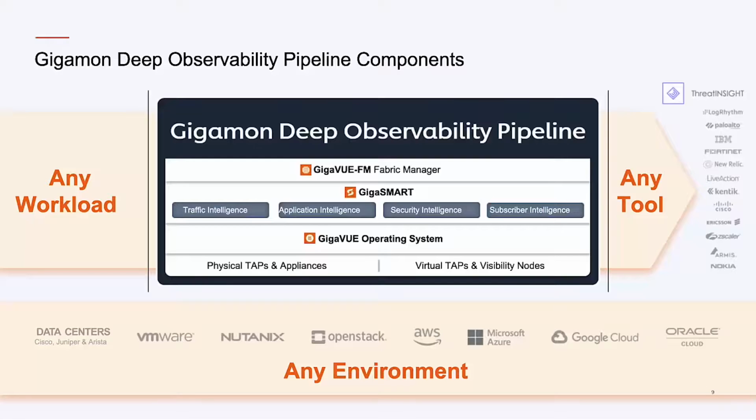And then above that, we have the Gigaview Fabric Manager. What the Fabric Manager does is it gives you the visualization across the whole of the network. So you can see all of the servers, whether they're in data centers, in the cloud, or in virtual environments. You can see all of that. You can see the tools that you've got. You can see the traffic moving across the network.